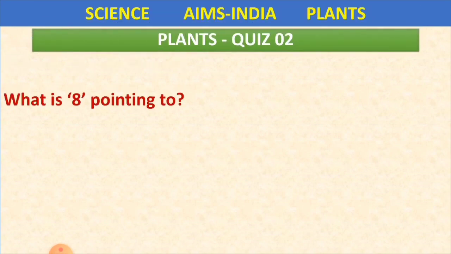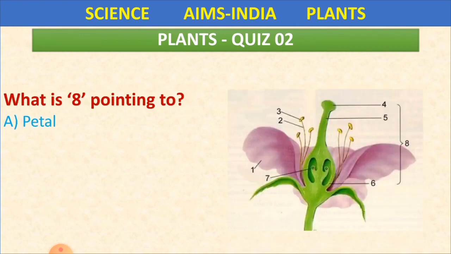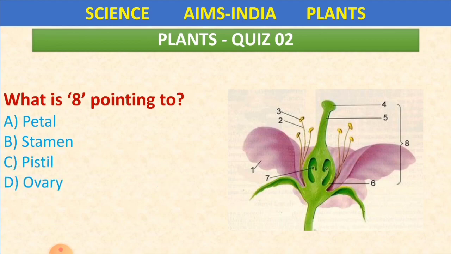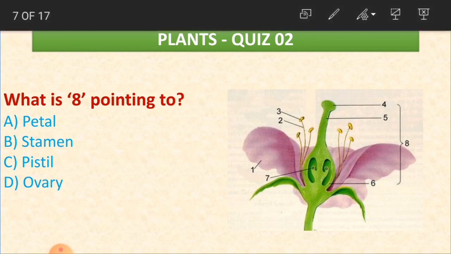So what is the first question for us? Here we have a diagram of a flower. You have to name the particular point. What is the 8 pointing to? You are seeing numbers here. So this 8 part, what do we call it? Parts 4, 5 and 6 combined. If you observe in the diagram, these three parts combined are called, what did we say? Yes, this is the pistil. The right answer is pistil.